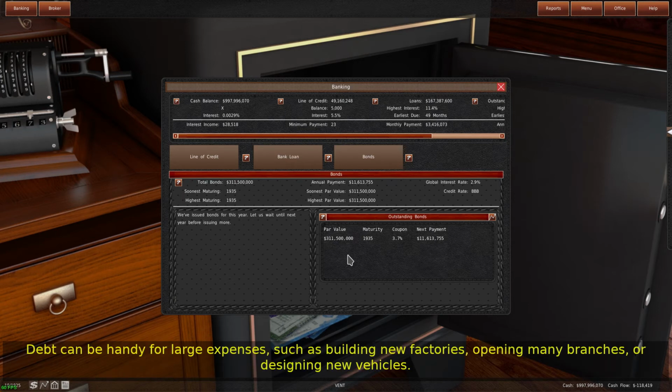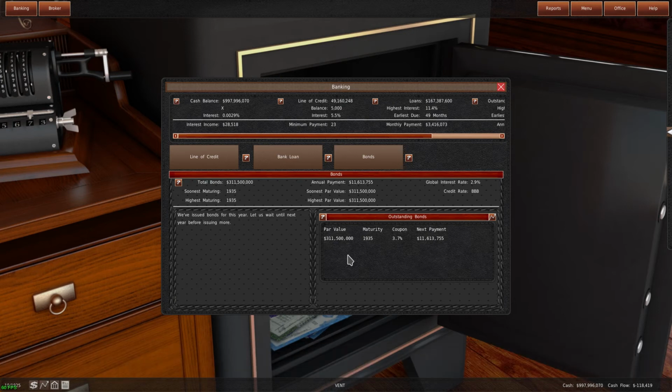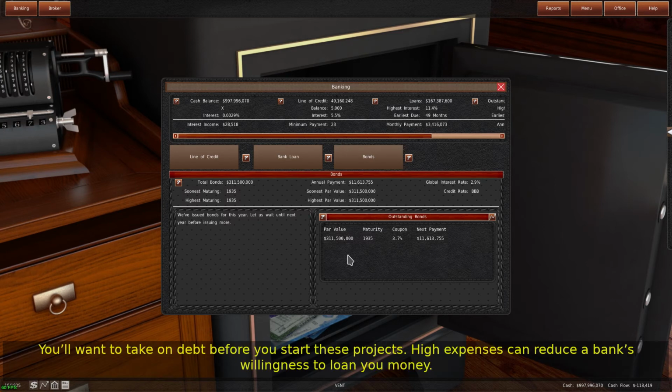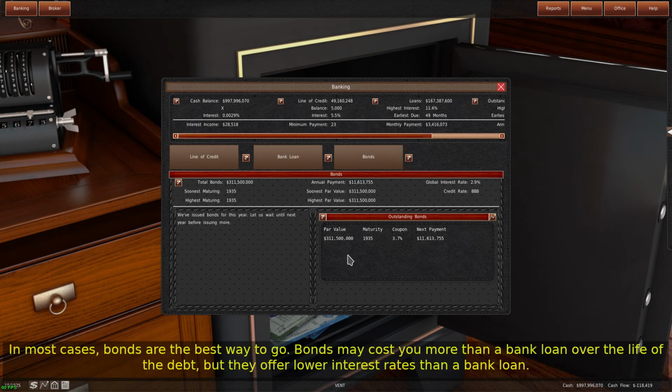Debt can be handy for large expenses, such as building new factories, opening many branches, or designing new vehicles. You can also use debt to acquire other companies or marks and for buying up shares. You'll want to take on debt before you start these projects. High expenses can reduce a bank's willingness to loan you money. In most cases, bonds are the best way to go.